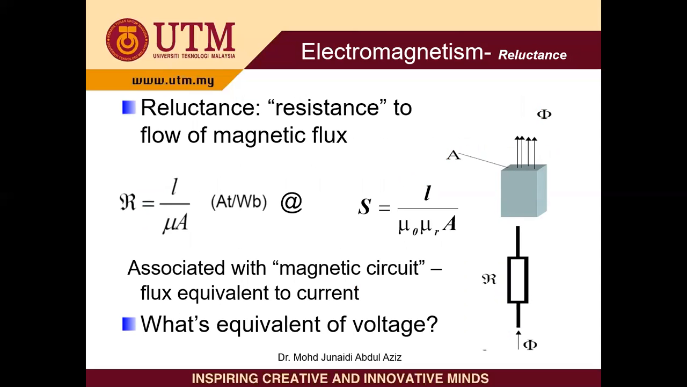Reluctance is the resistance to flow of the magnetic flux. This is similar to the resistance in the electrical circuit, where resistance is the resistance of the circuit to resist the current flow. In this magnetic circuit, the reluctance of the material can be calculated by using L, which is the length of the material, divided by the mu, the permeability of the material, multiplied with the cross section of the material. The symbol can either be this or S.